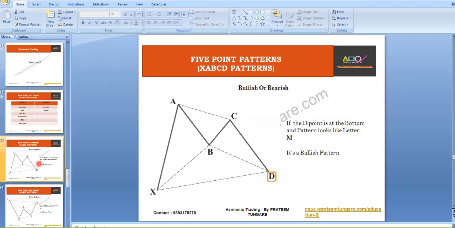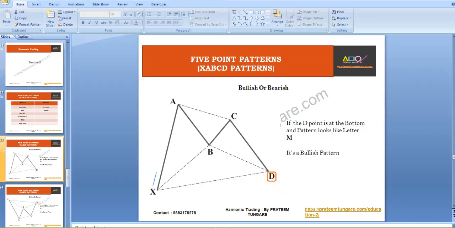First of all, we will see how to identify whether a 5-point pattern is bullish or bearish. So guys, it is very simple. Just like in ABCD pattern, when the D point is at the bottom, it is a bullish pattern. Here also, when the D point is at the bottom, it is a bullish pattern.